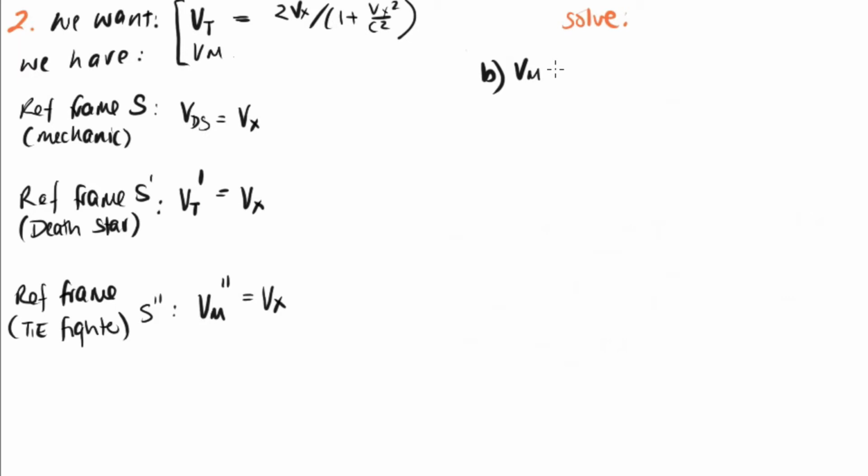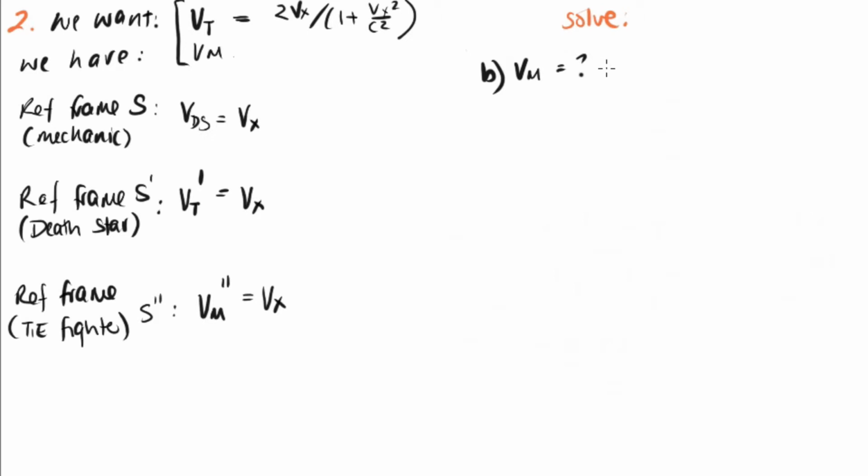In part B, we will follow exactly the same procedure as we just did for part A, except that the maths is going to be slightly longer. So the maths part will be slightly more complicated, but the translation of the problem will be the same. So we're looking for the speed of the missile relative to the mechanic. We only have the speed of the missile relative to the TIE fighter, so we are going to be looking to convert between our reference frames S and S double dash. So that is, we will be using the Lorentz transform between those two reference frames.